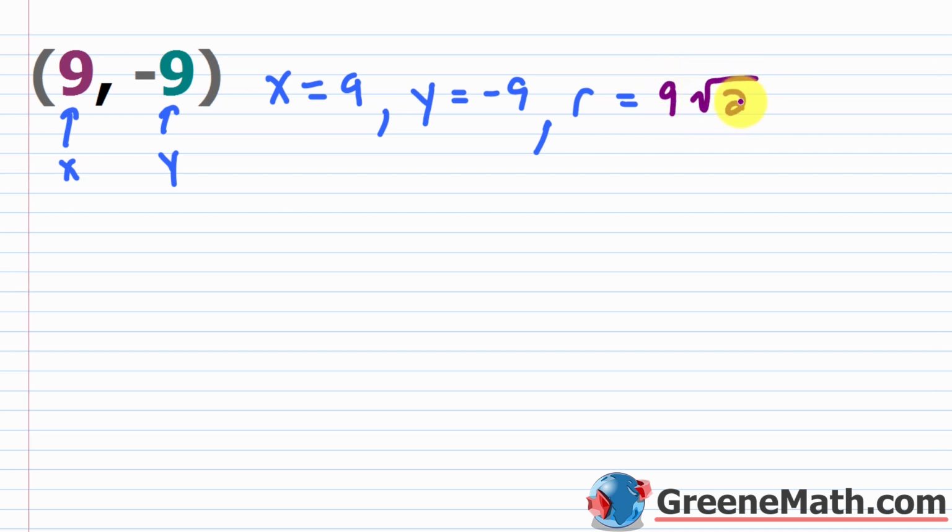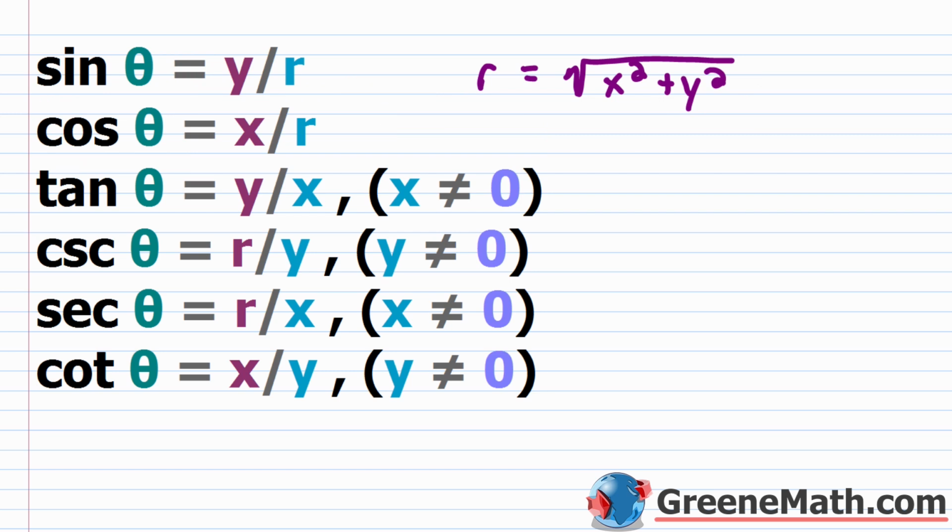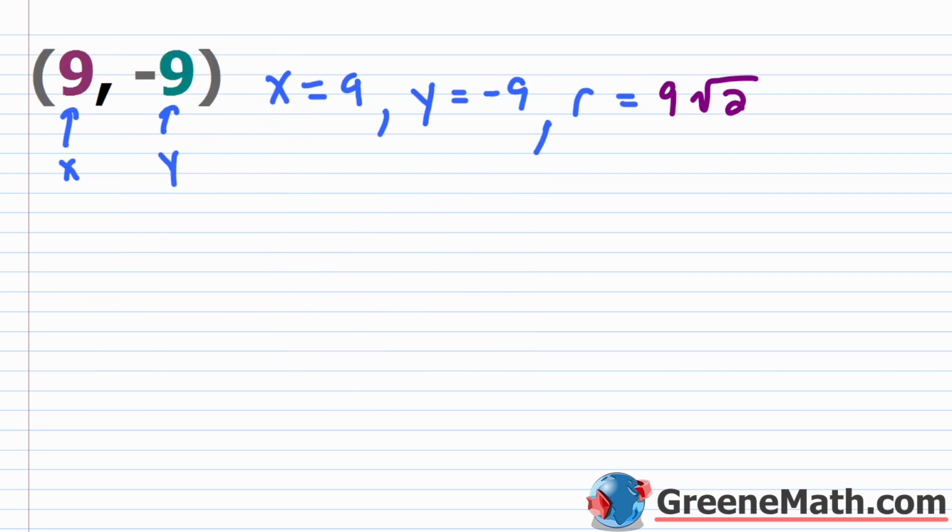To find all the trigonometric functions, you're just going to plug in what you're given. That's all it is. So we go back up, and there will be easier ways to remember this, but for right now, we're just going to reference this. So sine of theta is y over r. So sine of theta is y, which is -9, over r, which is 9 times the square root of 2.